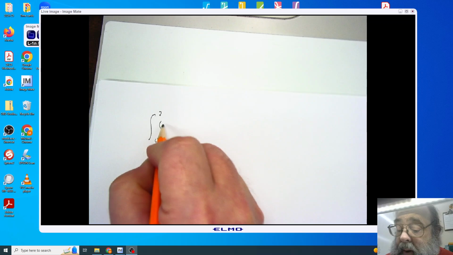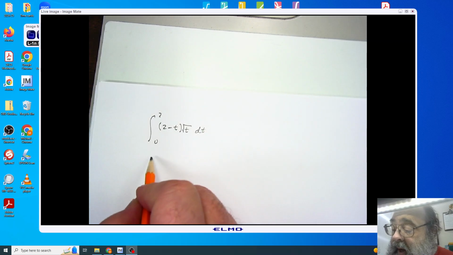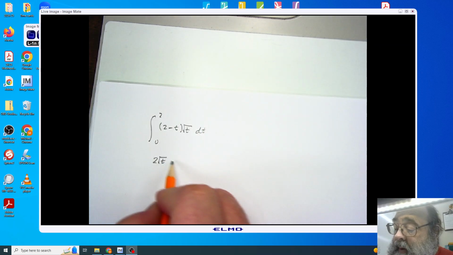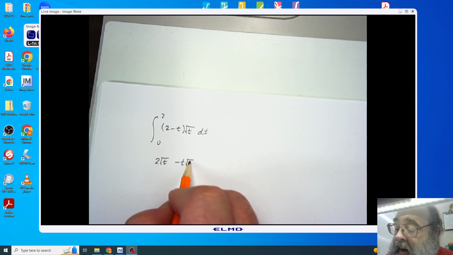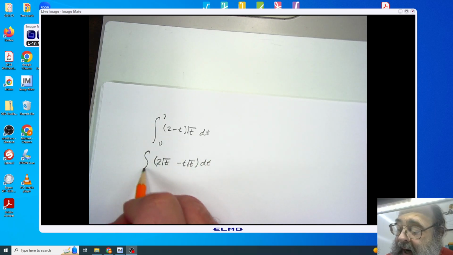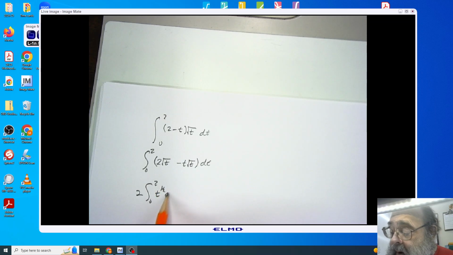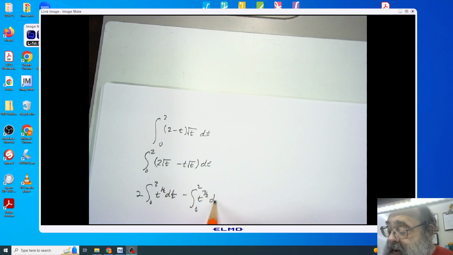0 to 2, 2 minus t, times the square root of t dt. I'm going to begin by distributing the square root of t. This will allow me to figure out what I need to work with and see the basic structure that I need. I would now use a u sub if I needed it, but here no u sub is required. We do need to change our power into a 1/2 power so that we can work with this easily. Notice this is going to become t to the 3/2 power, and still 0 to 2, and dt.